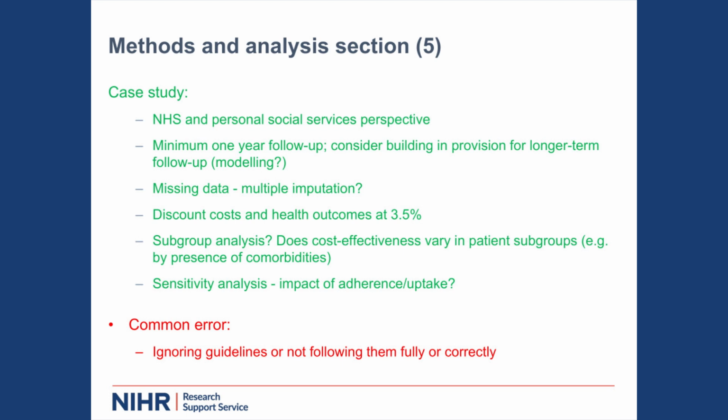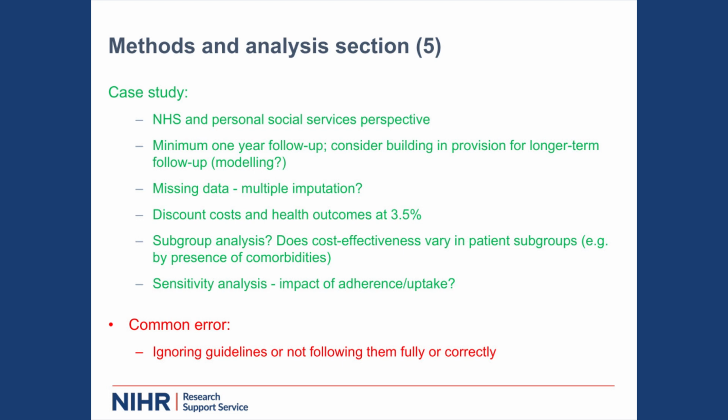Multiple imputation is a common way of handling missing data within economic evaluations. So you want to say how you're going to deal with that. I mentioned before, if you're going to include longer term costs beyond a year, you're going to want to discount them. Again, the standard rate is 3.5% for the UK.